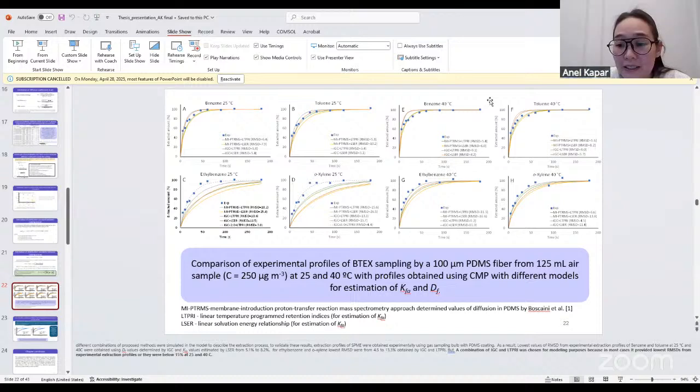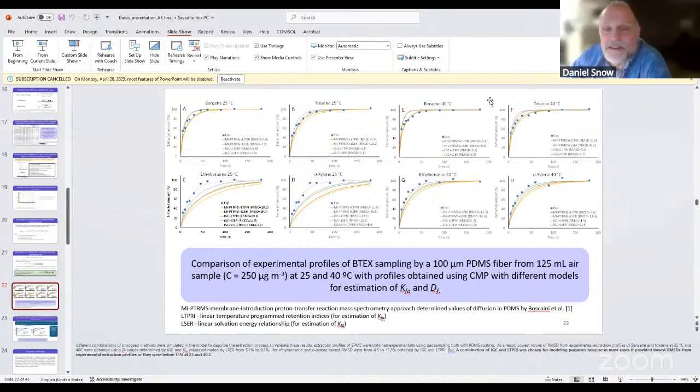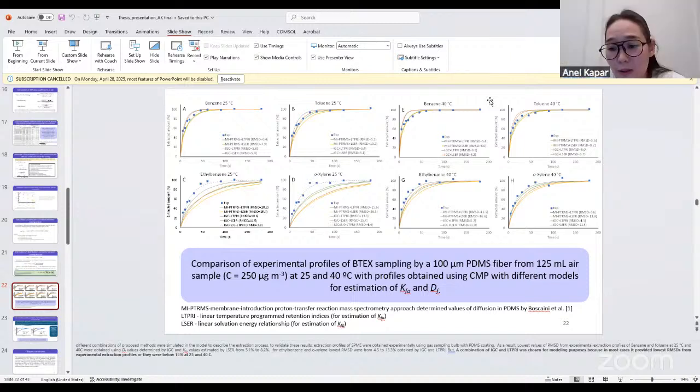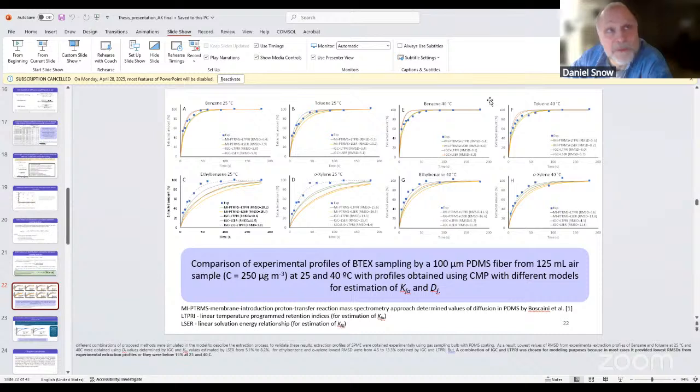Do you mean the theoretical part? Yeah, how does putting a sample under vacuum, the air under vacuum, reduce equilibration time?